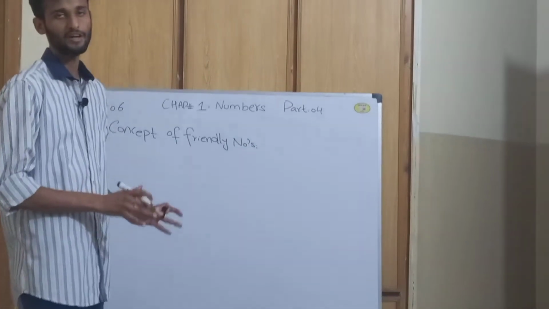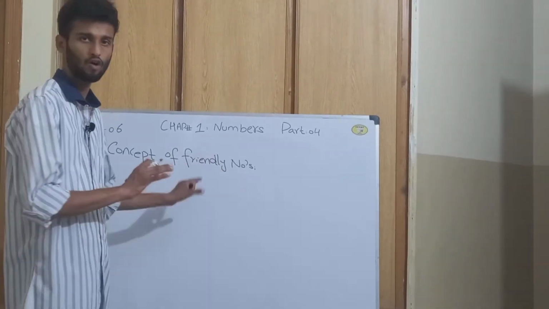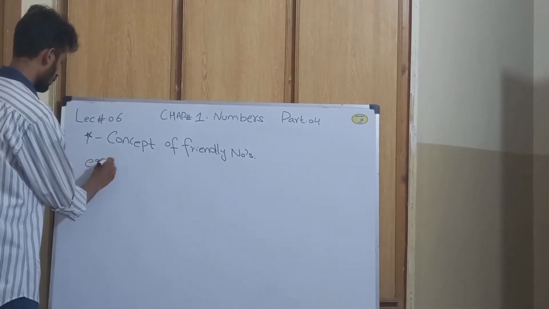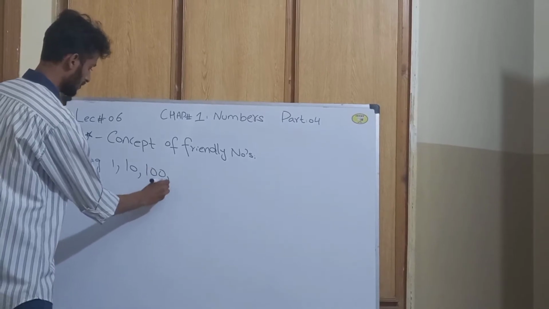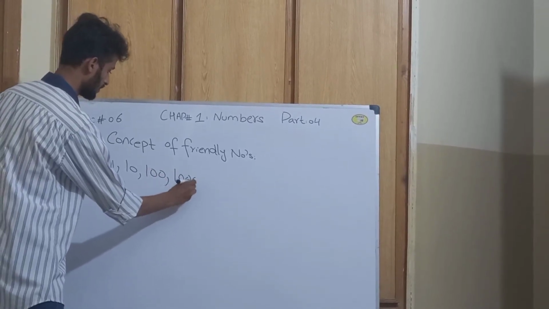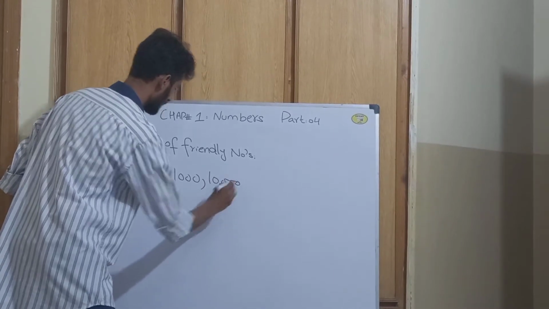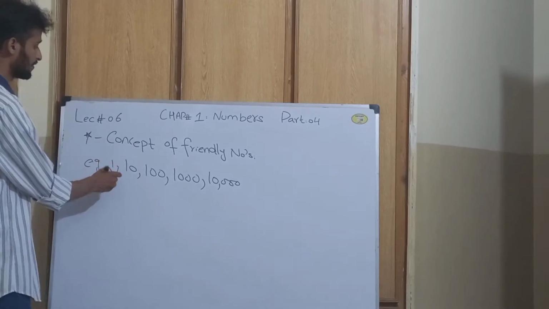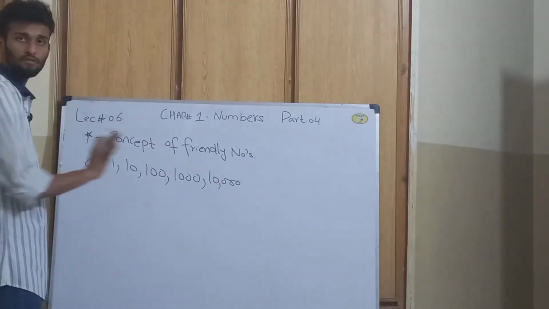So what are friendly numbers? Those numbers which are easy to multiply and divide are called friendly numbers. For example, 1, 10, 100, 1000, 10,000. Here if you note, the first digit of a friendly number is 1 and the rest are zeros. So these numbers are called friendly numbers.